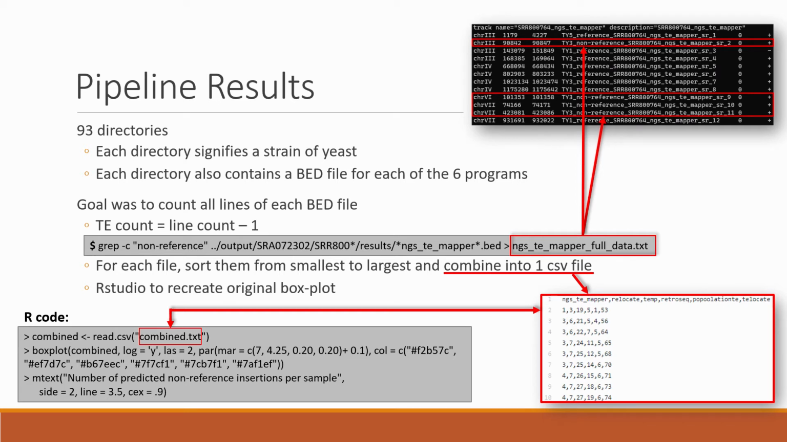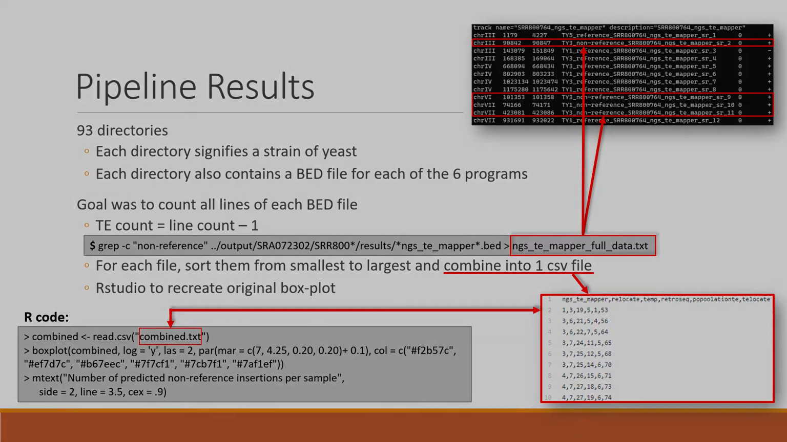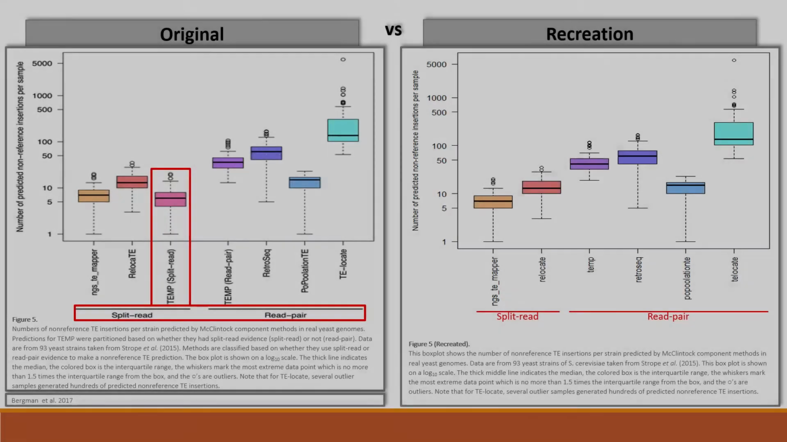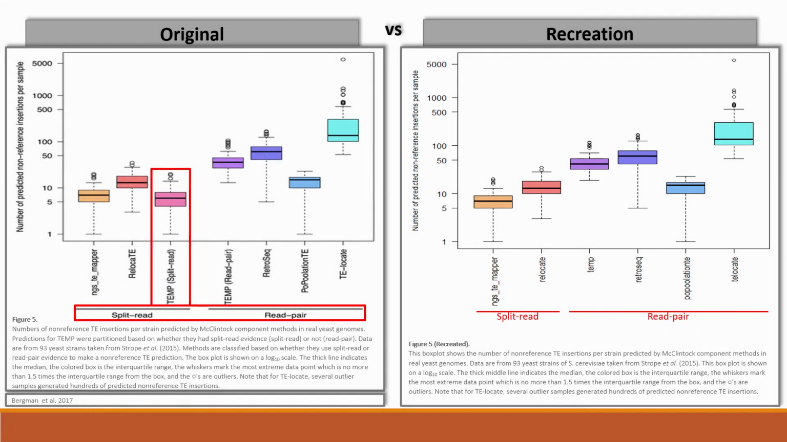I then used various R commands to create my version of the original box plot. I am even using exact colors, which are represented in hexadecimal form, each color denoted with a hashtag in front of it. The original figure is located on the left of this slide, while the recreation is right next to it on the right.